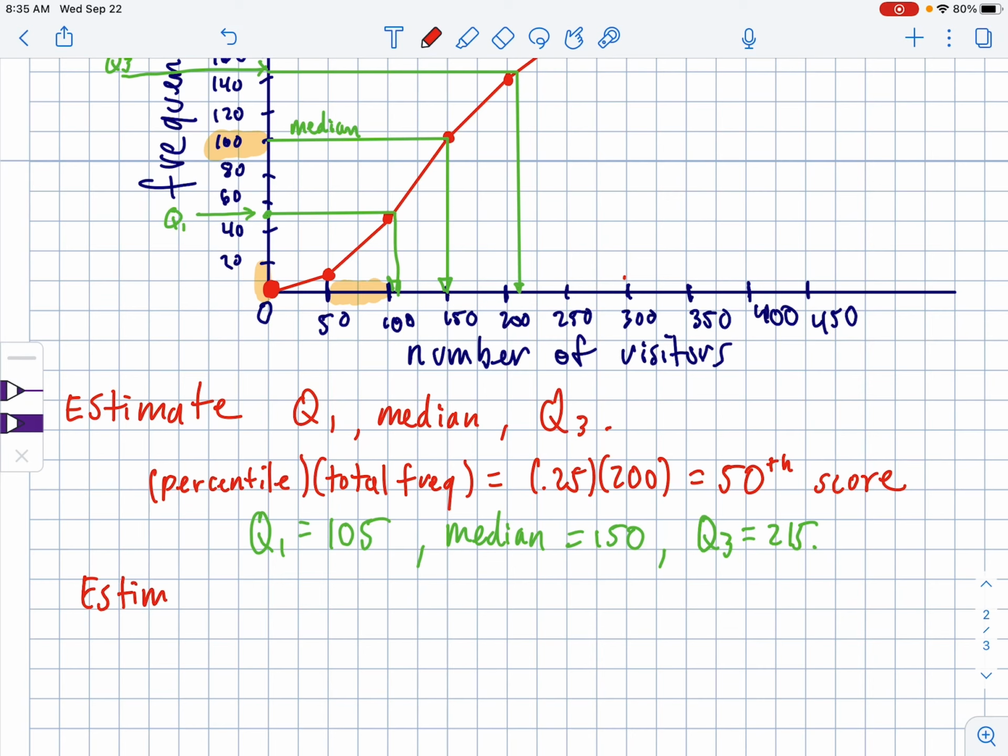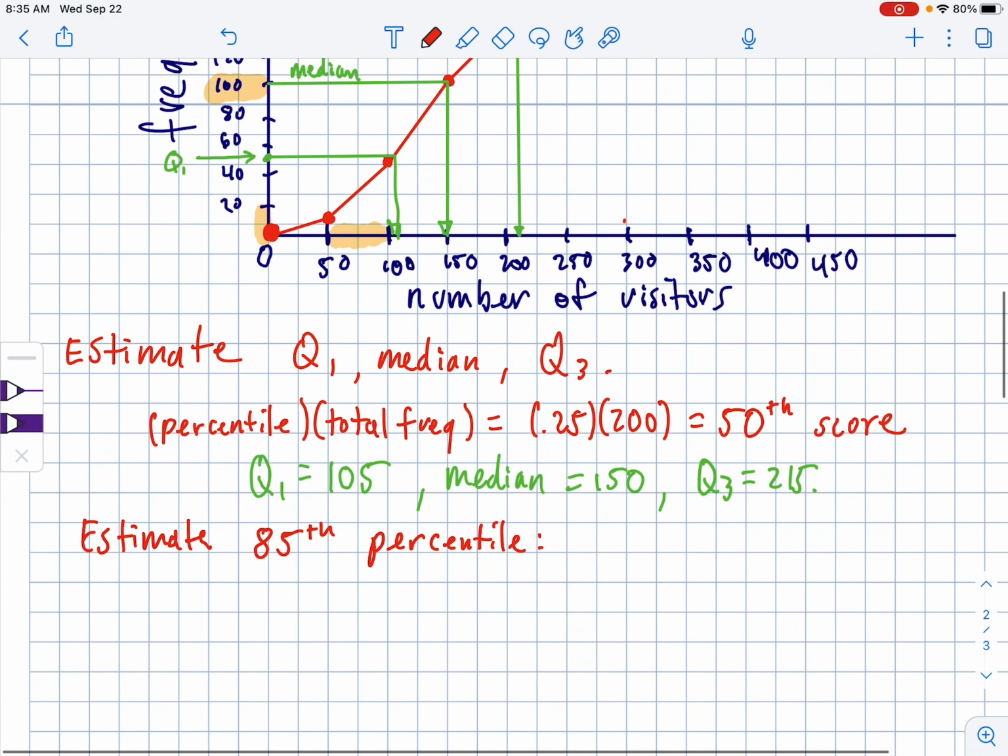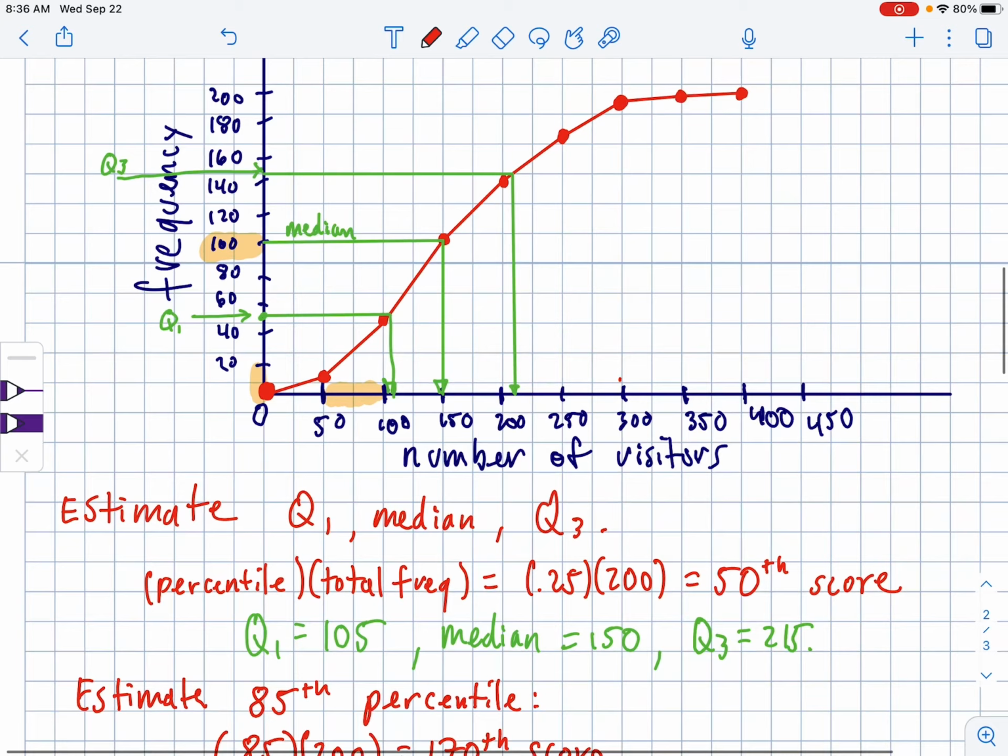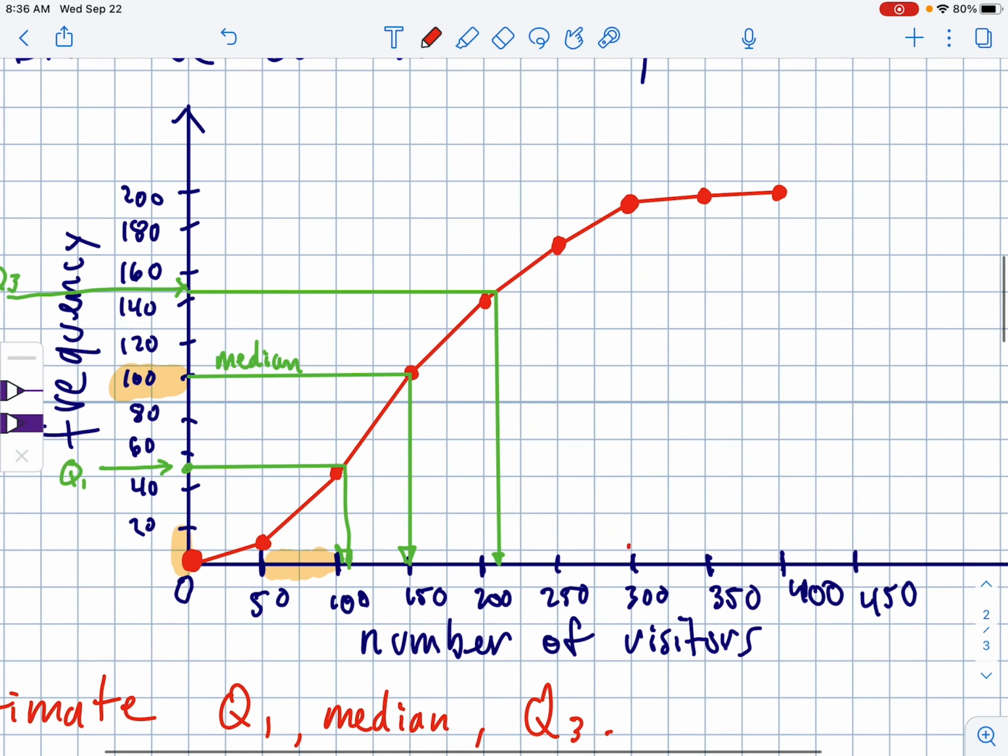Next, find an estimate for the 80th percentile. Estimate the 85th percentile. So to estimate the 85th percentile, you take 0.85, which is the 85th percentile as a decimal, and multiply it by the total frequency, which is 200. So 0.85 times 200 is 170. That means the 170th score is the 85th percentile.